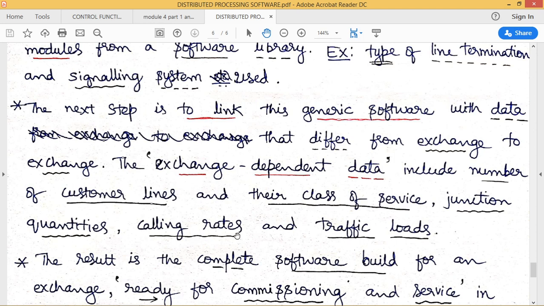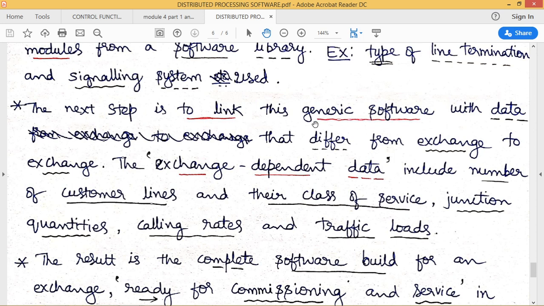And the calling rate is required. So what is the calling rate a particular exchange is having during busy hour? All those data must be available with the exchange. And also the traffic loads. So what is the amount of traffic it is handling? All those details must be available with an exchange. So that is what exchange dependent data is. And these different exchanges will have their own data.